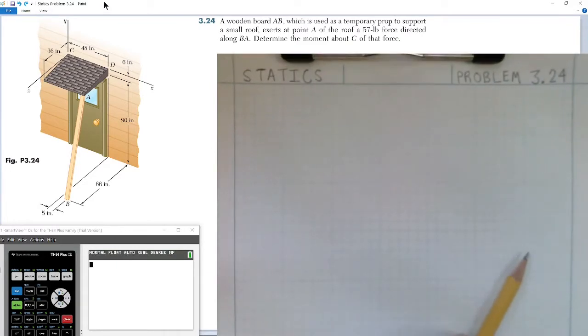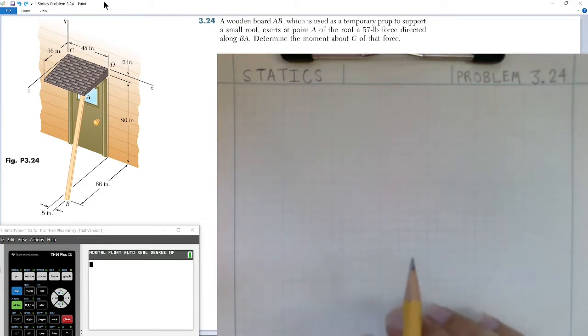So number 24 says, the wooden board AB, which is used as a temporary prop to support a small roof, exerts at point A on the roof a 57-pound force directed along BA. Determine the moment about C of that force.